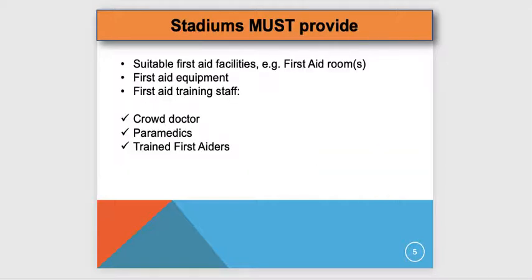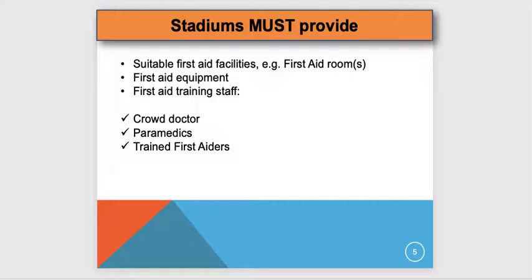Okay, so in order for you to do that, what should the stadiums do? Well, the stadiums must provide suitable first aid facilities. For example, first aid rooms. In every single stadium that I've ever been in, there are first aid rooms. They normally range between 3 or 4, one on each stand, to 5 on a level. So it really comes down to where you're working, but they will provide a first aid facility.